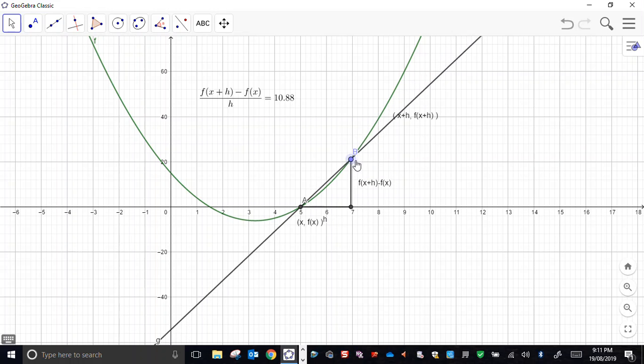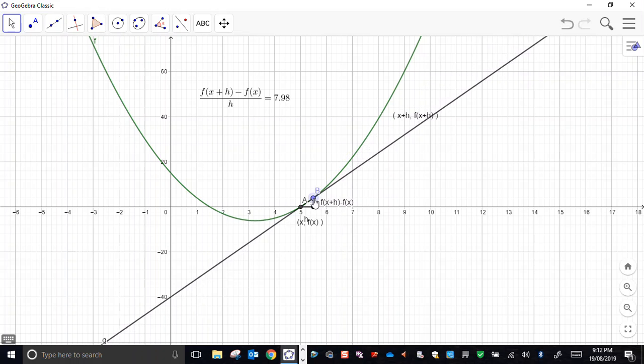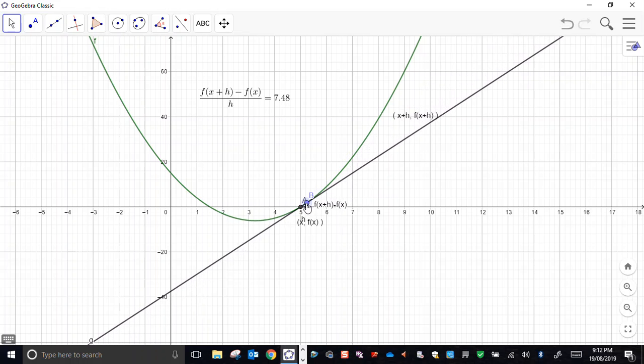I could do even better if I brought that closer. So I seem to be a bit over 20, and that's a difference of 2, so I'm down to 11. You can see that the secant line, the black line, is getting closer, and the gap between this and the actual function is getting less and less. As this point comes closer and closer, my secant line is getting more and more like a tangent. It's not exactly a tangent. If I zoomed right in, there'd still be a gap between point A and B. And my gradient is now right down to about 7.4.